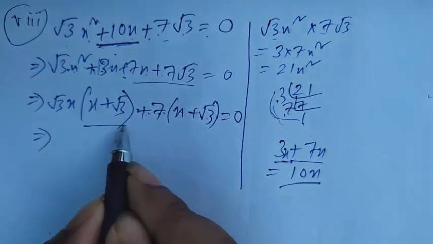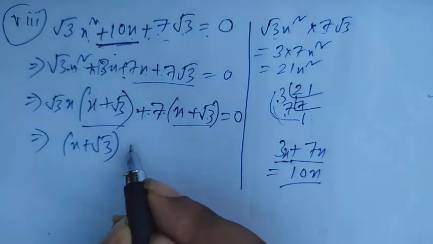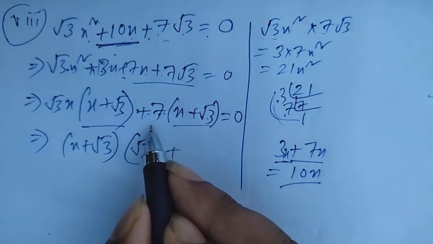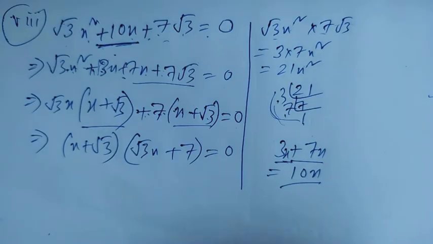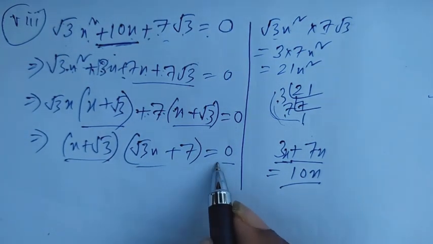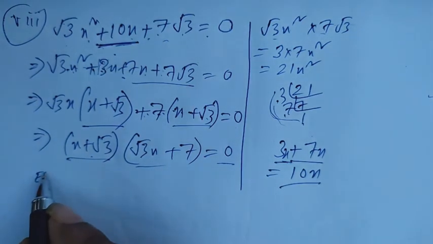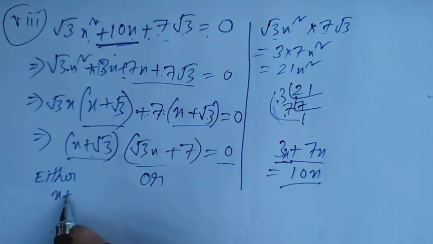Now we can take common x plus root 3. Here it remains root 3x, and here it remains plus 7 equals 0. Now either this one needs to be equal to 0, or this one needs to be equal to 0, because if the product of two numbers is equal to 0, then either of the two numbers needs to be equal to 0.